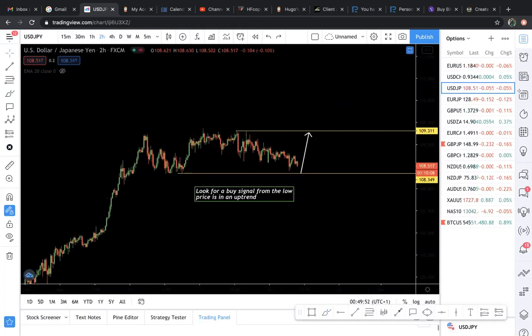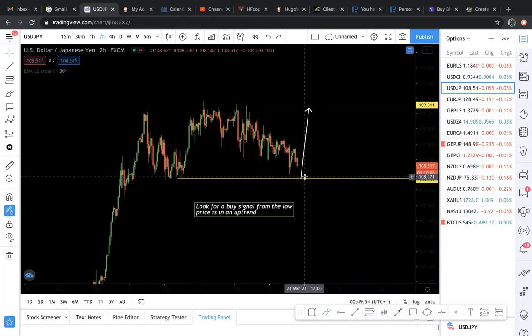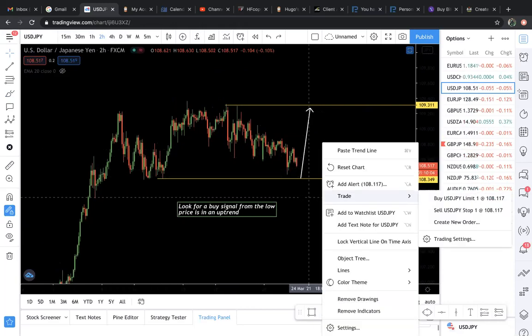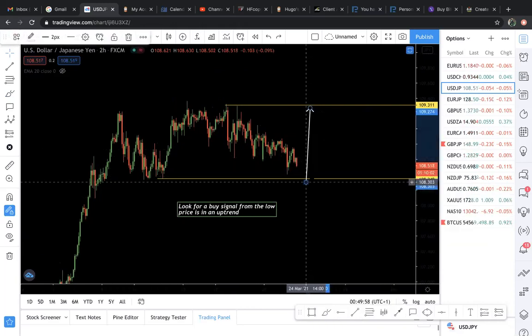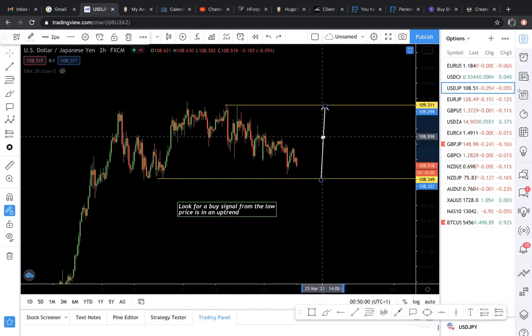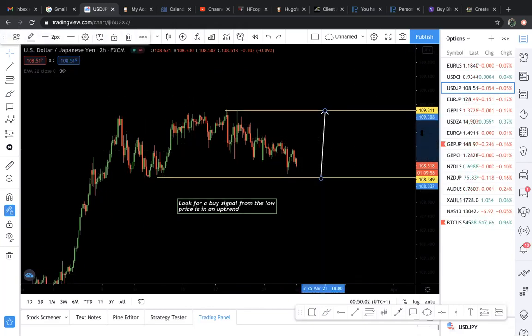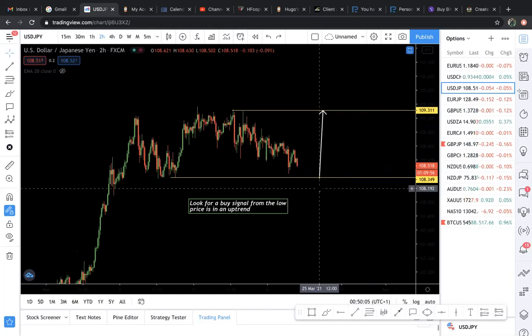EU, my setup since Monday still remains the same. On Wednesday, patience is the key. You have to wait for this. This was my markup I sent to you guys on Monday. So it's Wednesday now.